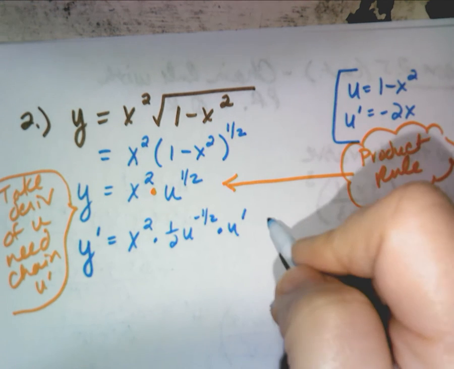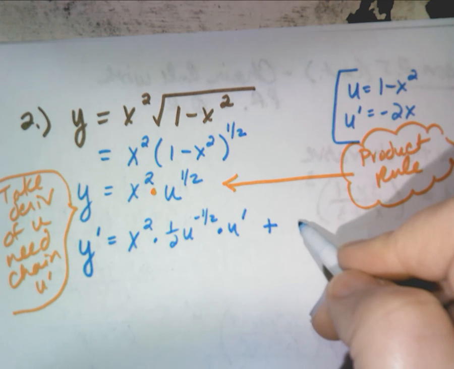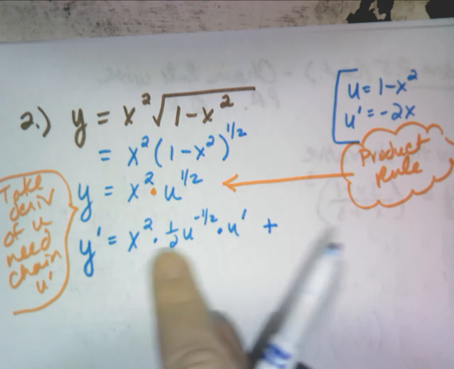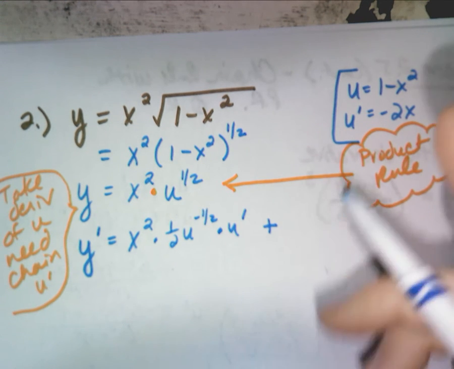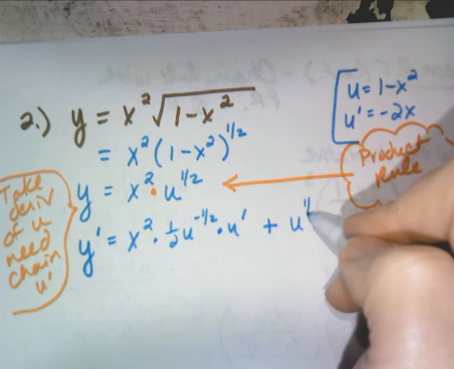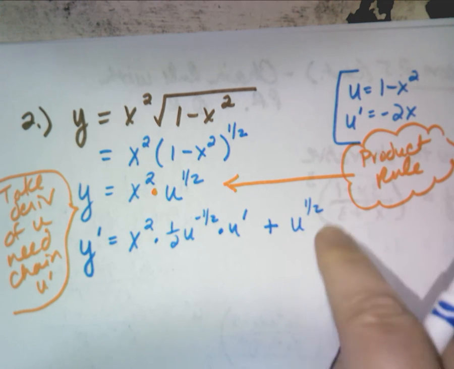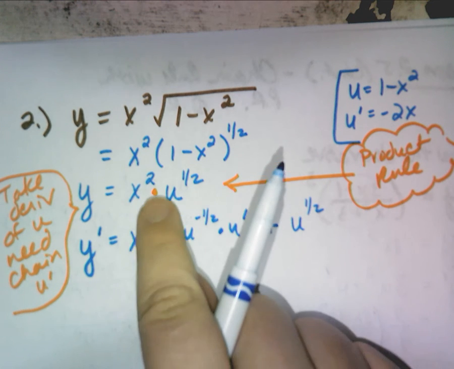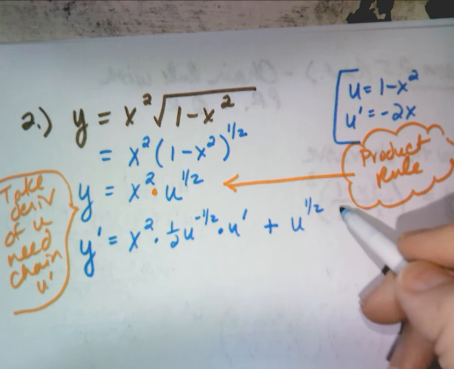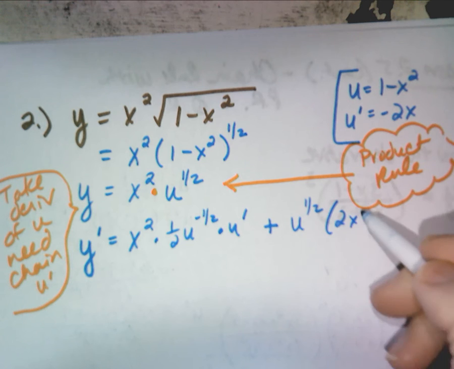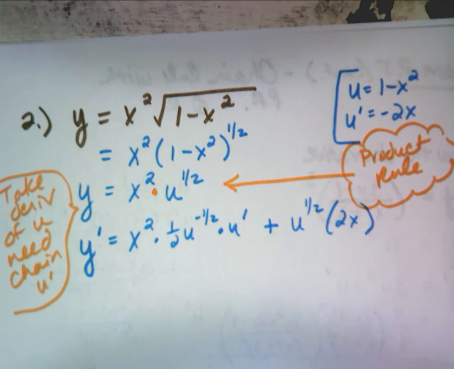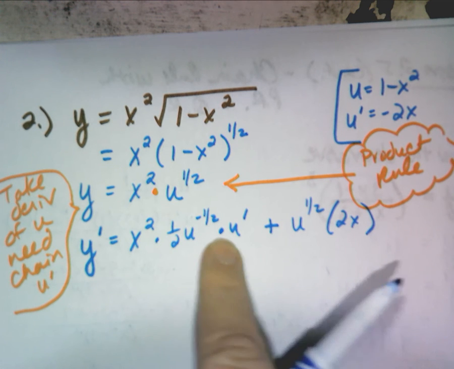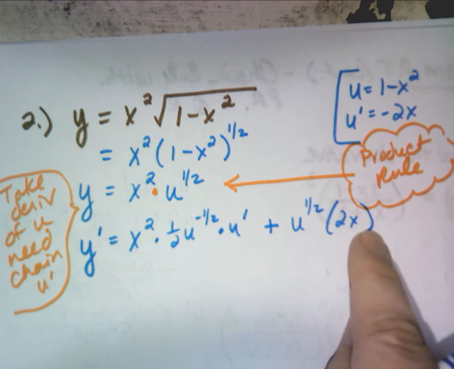plus, what would come next? The derivative of the x squared. Well, okay, you want to do it that way? I always do first times derivative of the second plus second times derivative of the first. Do I have to include the chain here? No, I didn't take a derivative. Times the derivative of the first. What's the derivative of that? That's the product rule: first times derivative of the second plus second times derivative of the first.